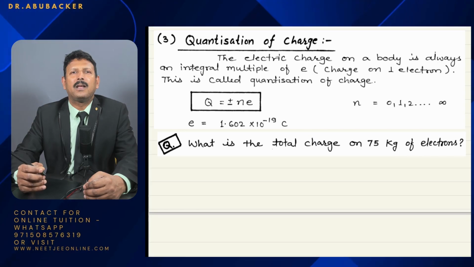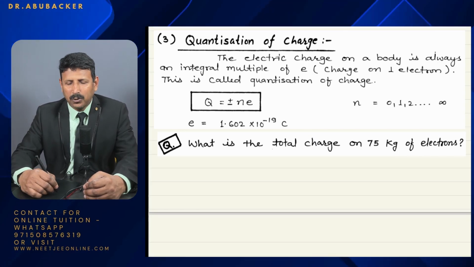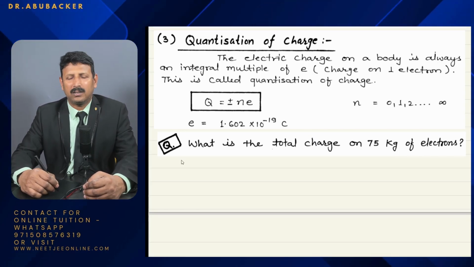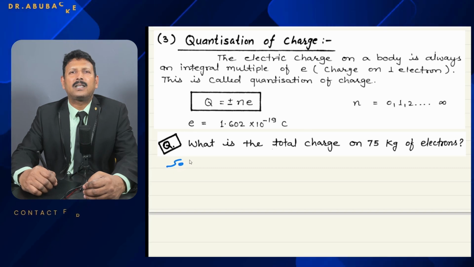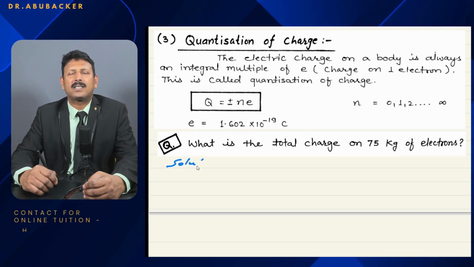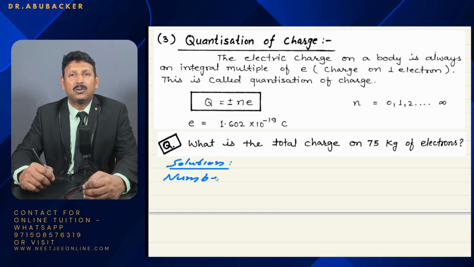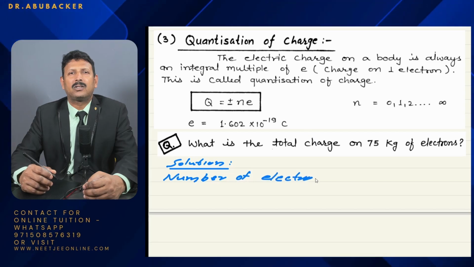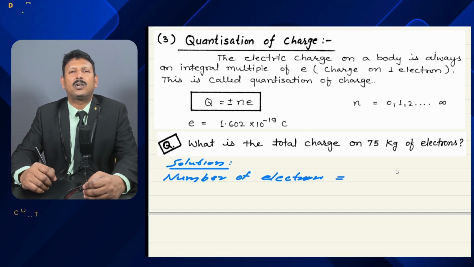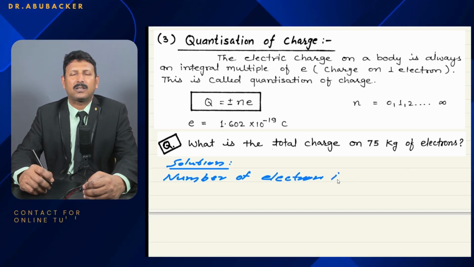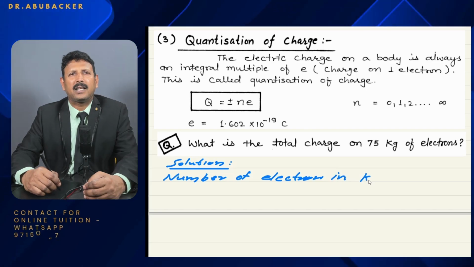Okay. Now we will do one small numerical related to this one. What is the question here? What is the total charge on 75 kg of electrons? Looks simple, but we will get a chance to apply two equations here. So we are going to find the total charge of 75 kg of electrons. So we start writing the solution.